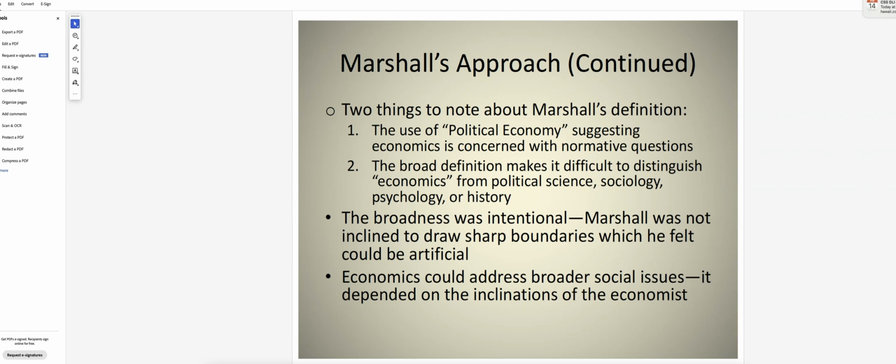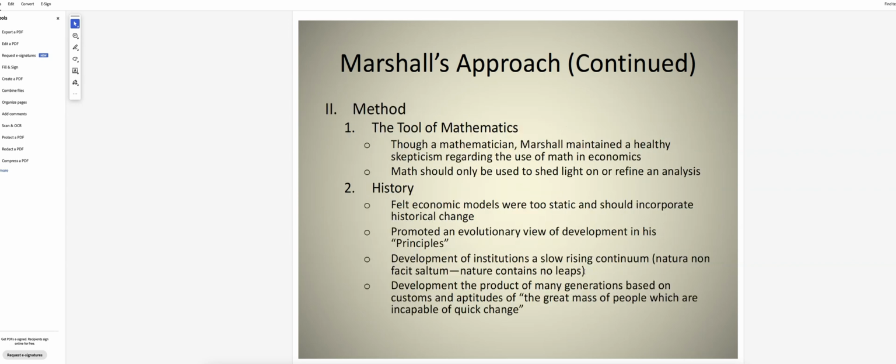Whether economics then deals with social issues, his sense was that it just depends on what the economist wants to do. Marshall, despite being a mathematician, didn't use math a lot in economics. He would push the math to footnotes, if at all possible, and he didn't care for it. What he did care a bit more about was history.